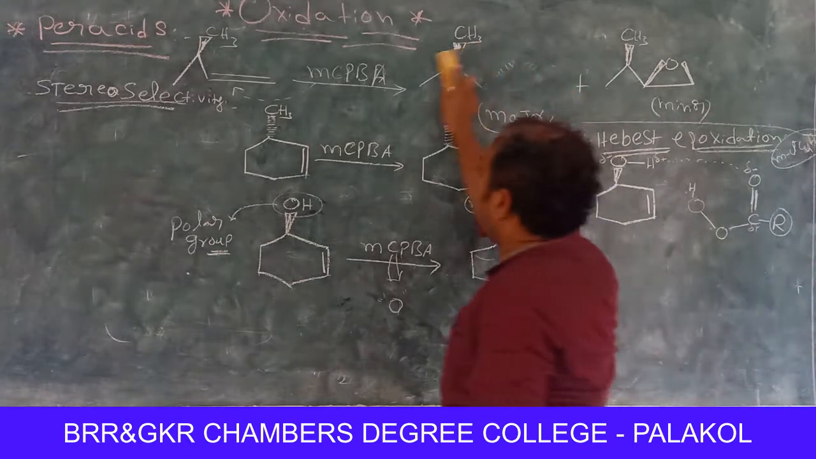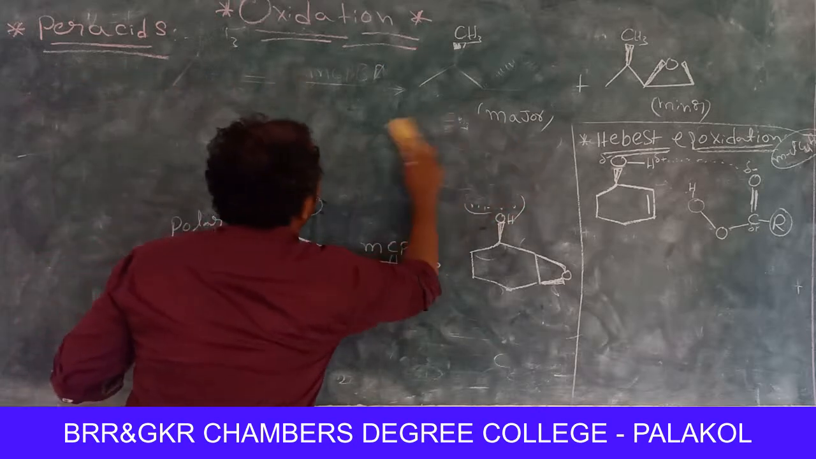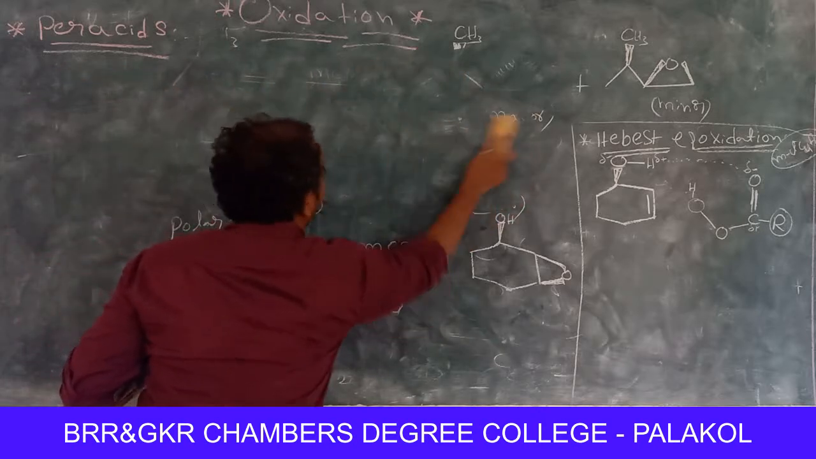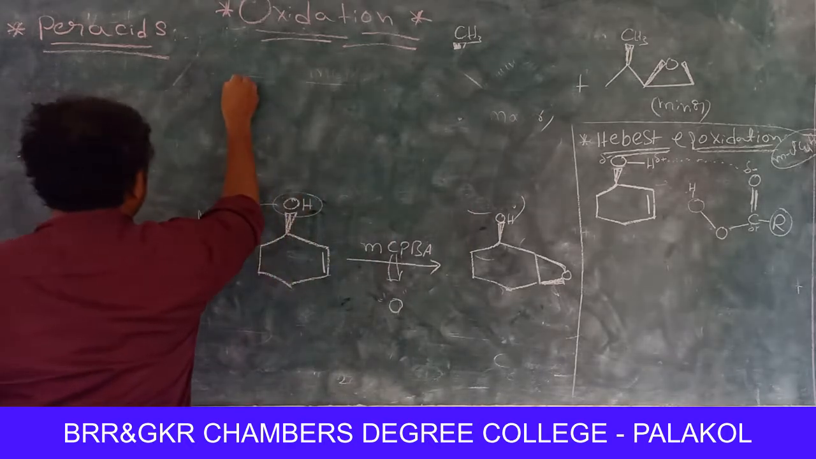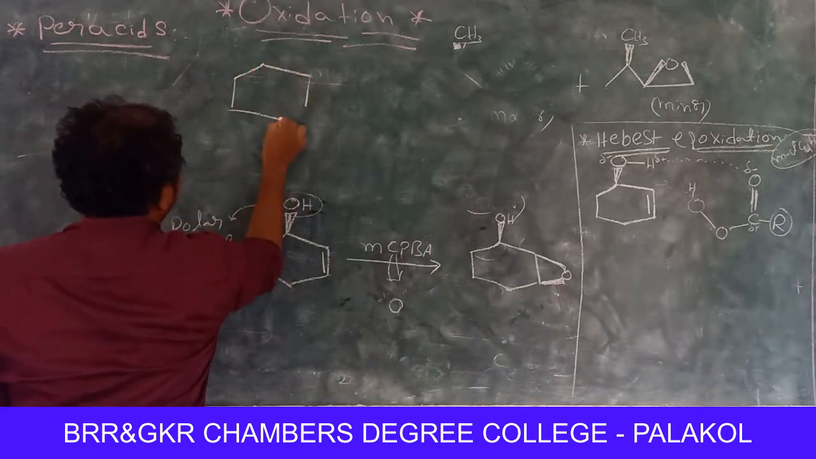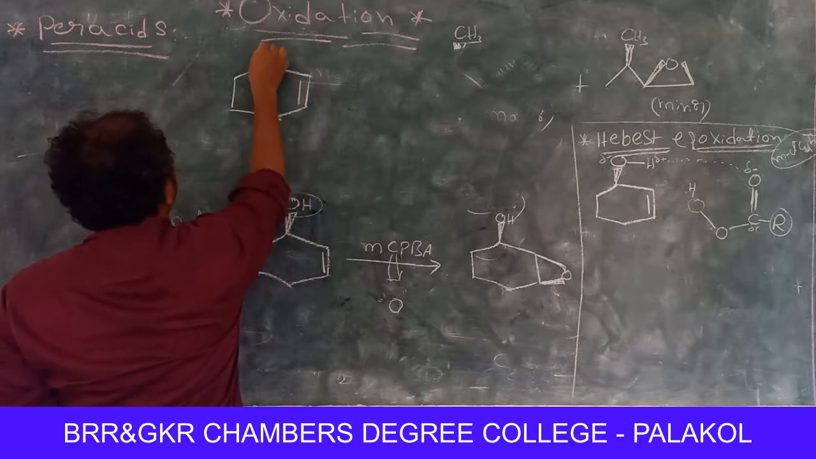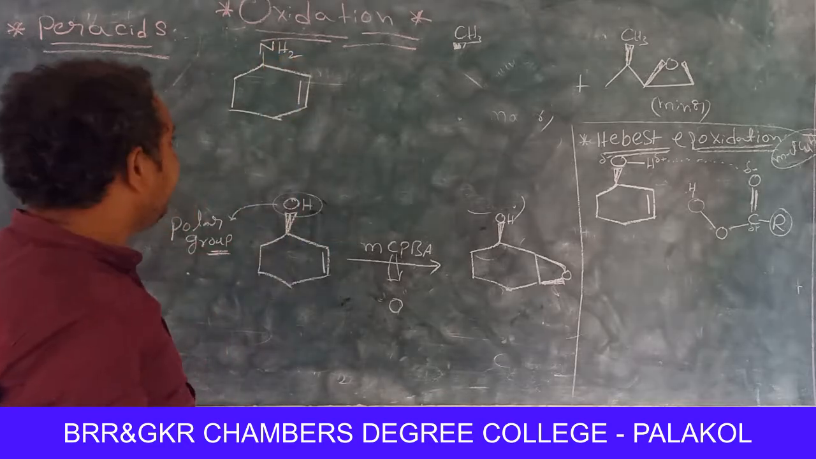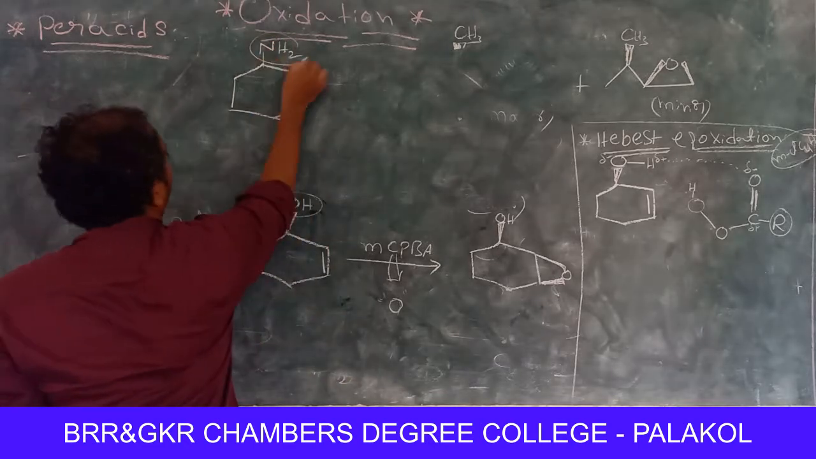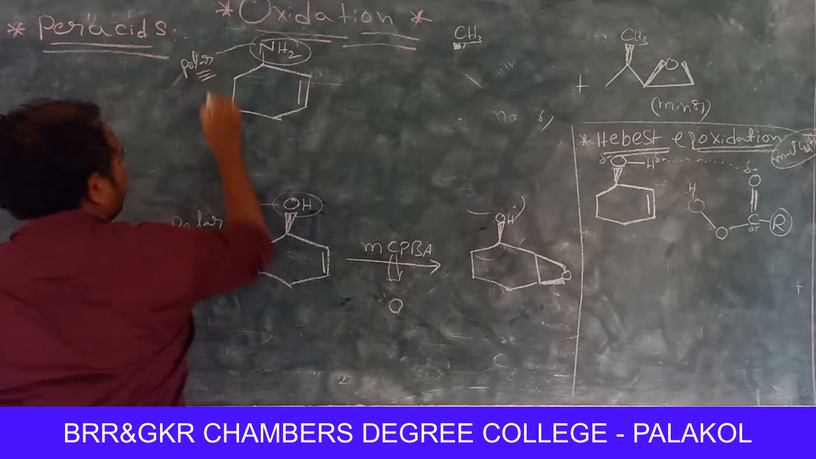In the same manner, suppose you have taken one more group here. What are polar groups? Here OH is a polar group. In the same manner, if you have taken NH2 near the double bond, it is also a polar group, right? So this is also a polar group.